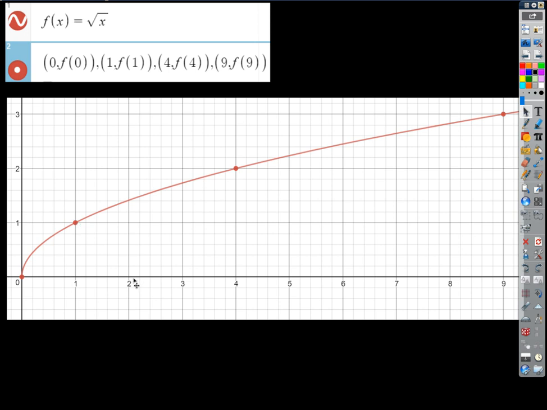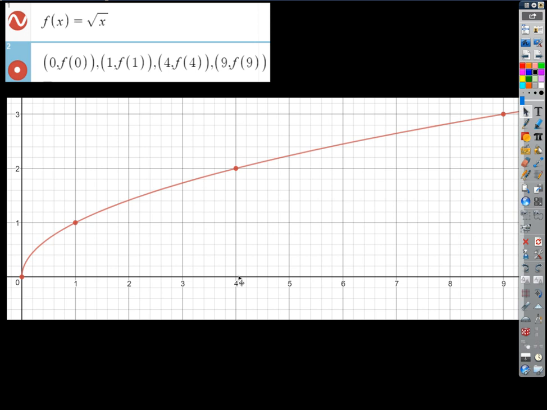If I input a 2, it's not very convenient. If I input a 2 in this, I get back the square root of 2. Well, the square root of 2 is like 1.4142, and so on. So that's not convenient. It's not an integer. So we don't really put a point there. Obviously, there is a point there, but it's not a convenient one. Same thing with 3. Square root of 3 is not convenient either.